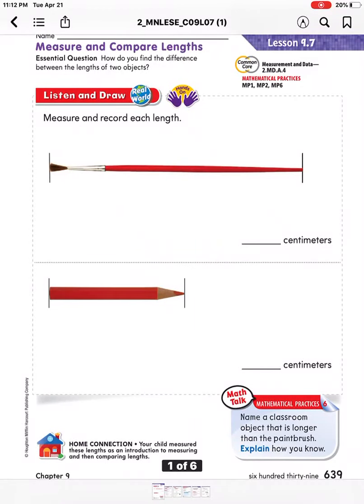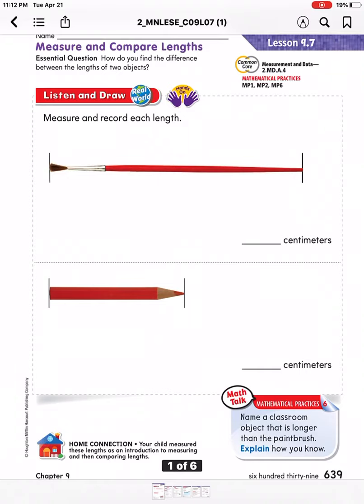Today we are going to take a new lesson, but it's not a new concept or idea for us. Our lesson for today is lesson 9.7, measure and compare lengths. Now, we have compared lengths before. Yesterday we compared lengths, and the day before it also we did the same. Now, actually the essential question in this lesson is, how do you find the difference between the lengths of two objects? Now let's start our lesson for today.